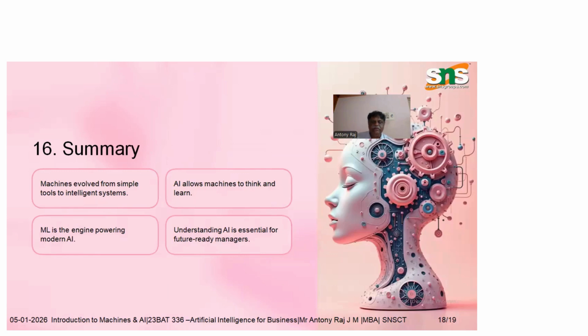Summary: AI helps machines to think and learn, and machine learning is the engine powering modern artificial intelligence. Understanding artificial intelligence is essential for future-ready managers.